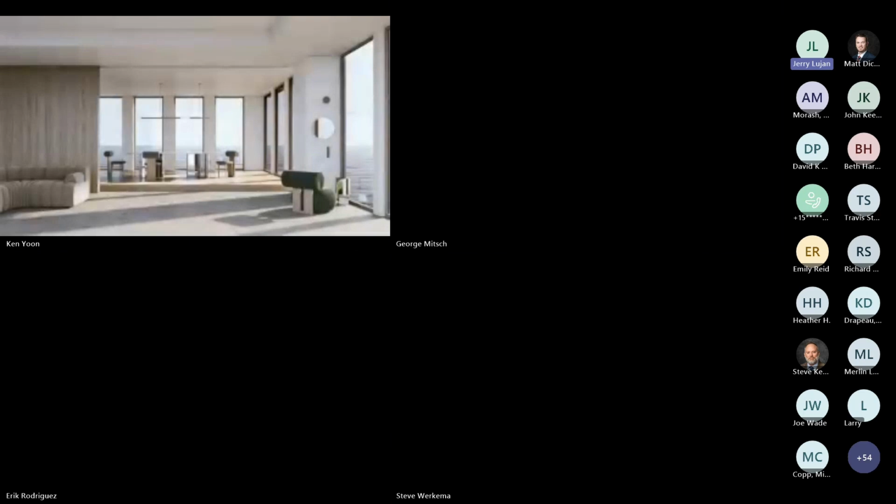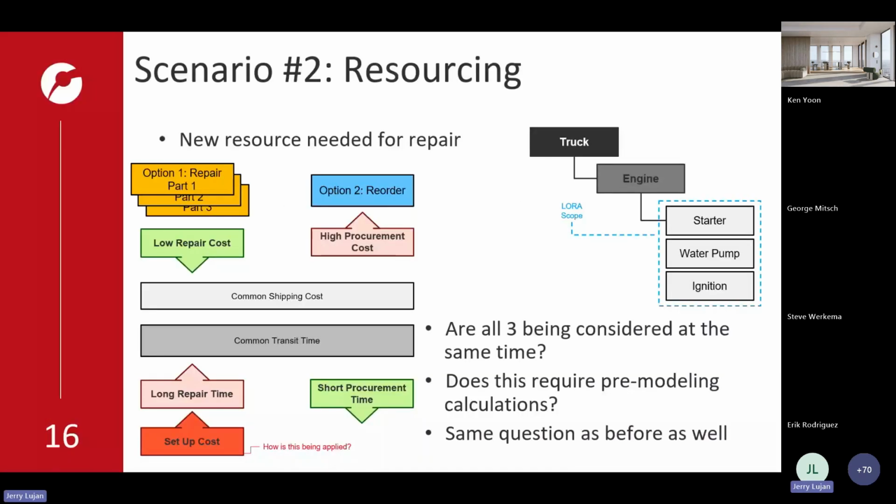All right, let's share my screen again over here. Let's get to that second scenario. All right, scenario 2. Excellent.